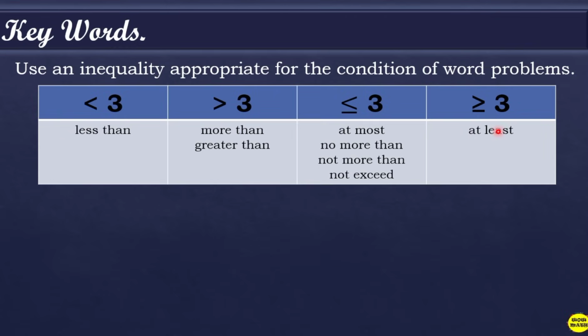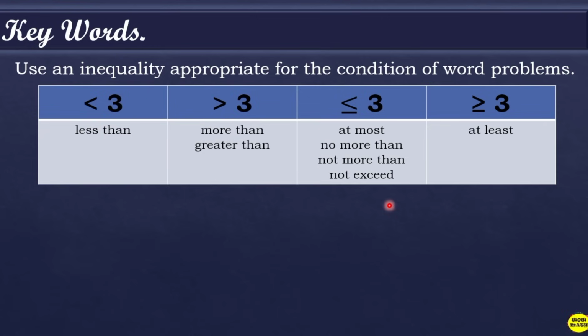And then at least, ibig sabihin, halimbawa, at least 3. So at least 3, ibig sabihin, 3 yung pinaka-mababa. So it can be greater than 3. Kaya ang symbol natin dyan, greater than, kasi it can be greater than 3. Kaya at least.